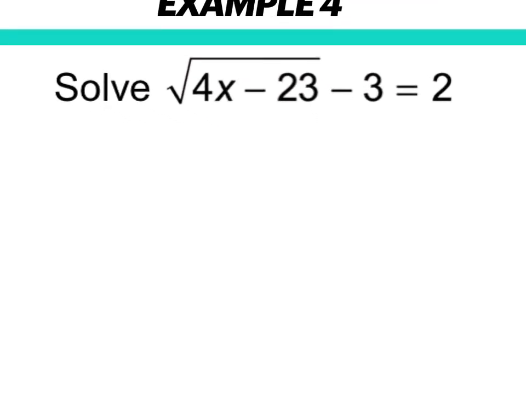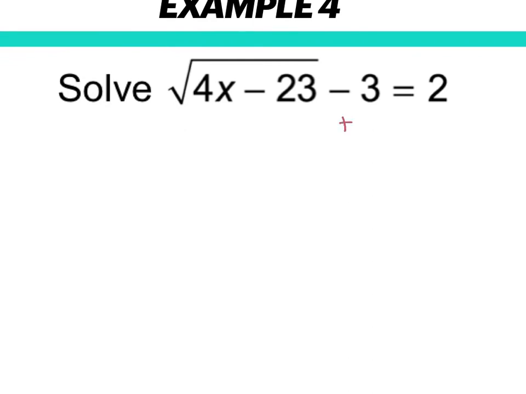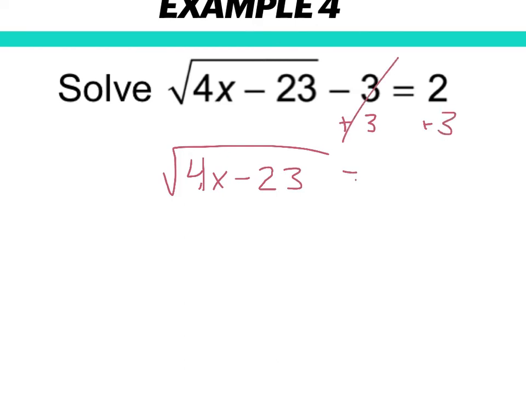Okay, example 4. We need to isolate our square root, so we're going to add 3 to both sides. So we have the square root of 4x minus 23 is equal to 2 plus 3, which is 5.